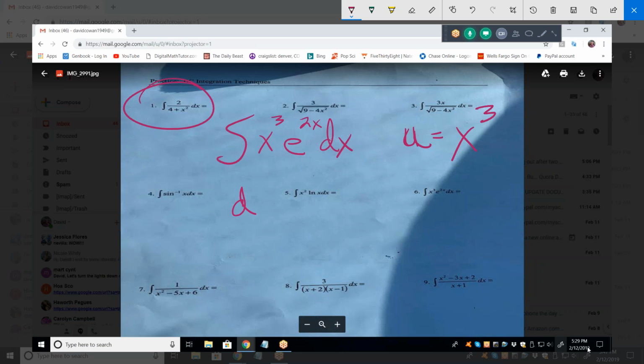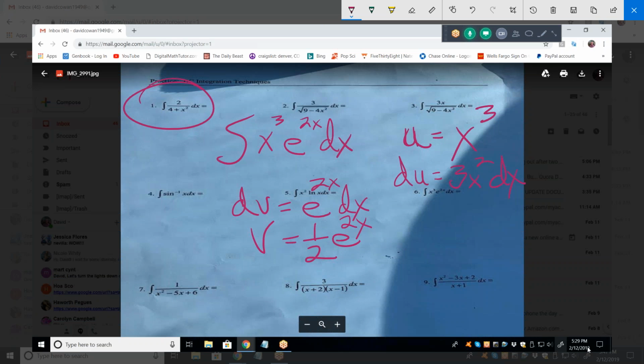And dv is e to the 2x dx. Don't forget that dx. So over here, du is equal to 3x squared dx. And v is equal to what? 1/2 e to the 2x. Good. Just to check that, if we were to take the derivative of that, it would be e to the 2x times 2, getting rid of that 1/2. So we did it properly.